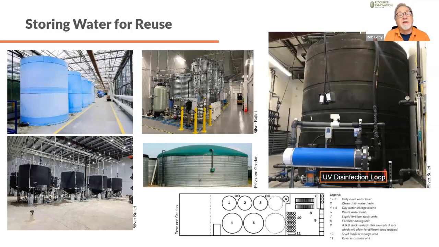The second point would be that water that's being stored should never be allowed to be stagnant. Even if it's clean, even if you've cleaned it up, you still want to recirculate that, having it run through some point source like a UV disinfection loop, which we have a photograph of here on the right. So two things: lots of room, and don't let it go stagnant. Next slide.